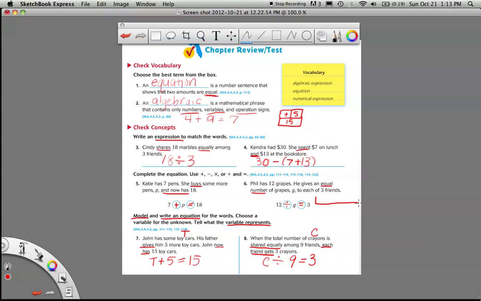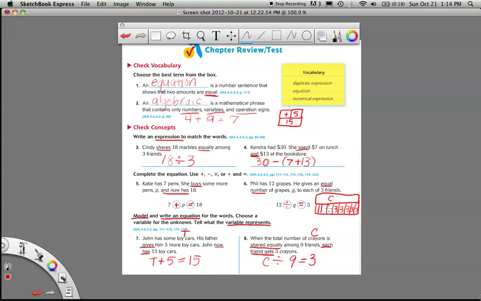First, I started with C. There's my C. Then I'm going to divide that up equally, so make equal boxes, 9 equal boxes. 1, 2, 3, 4, 5, 6, 7, 8. I'll do the other one over here, 9. My boxes aren't very equal, but your picture will probably be better. And once I divide it up into 9, each of those 9 friends is going to get 3 crayons. So I've got to put a 3 in each of these boxes.